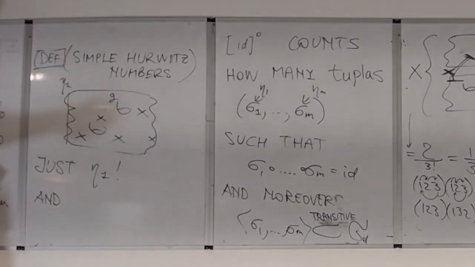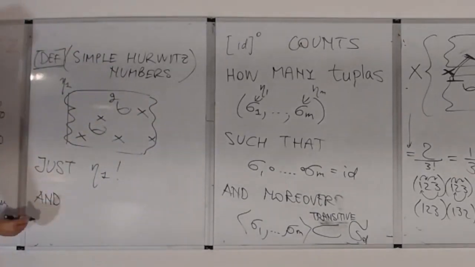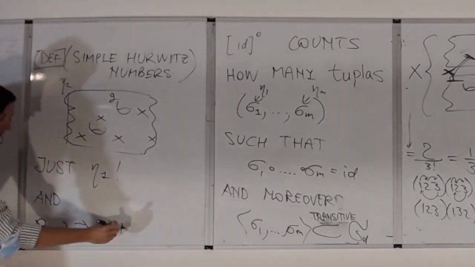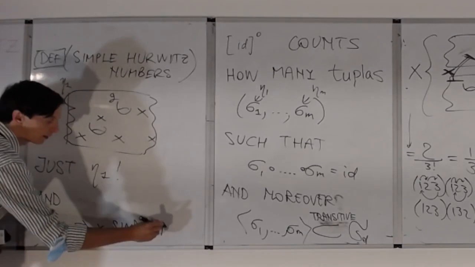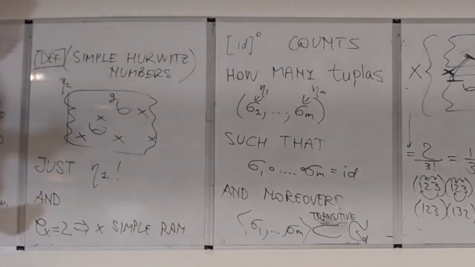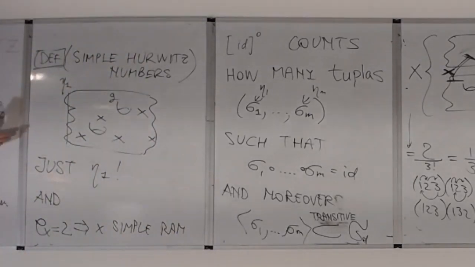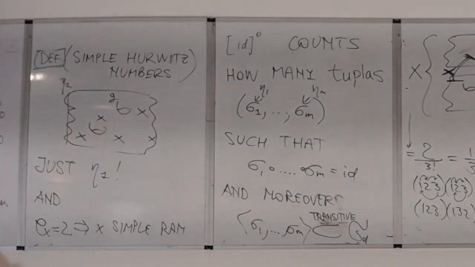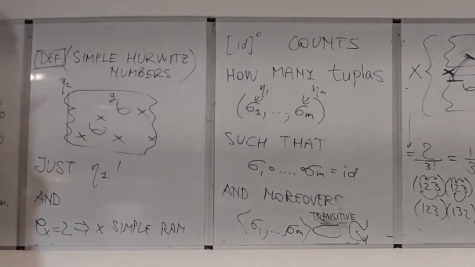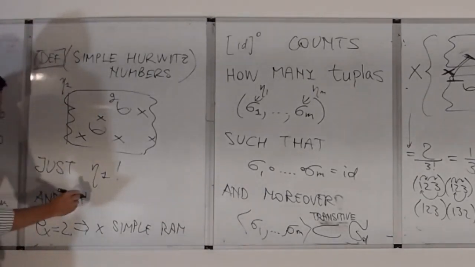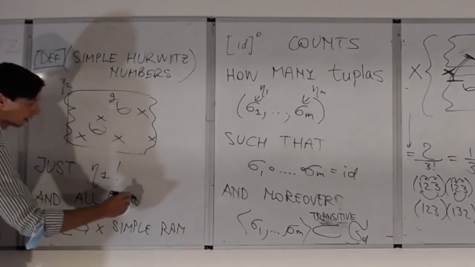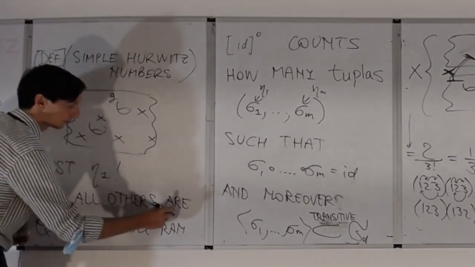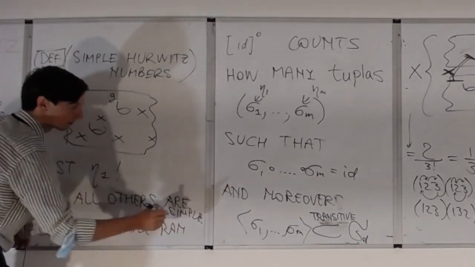So if you remember, we were saying that if e_x is equal to 2, then x is a simple ramification, right? So simple Hurwitz numbers are with just 1 non-trivial partition, and all the other ones are simple ramifications. All others are simple. That's what I call simple.